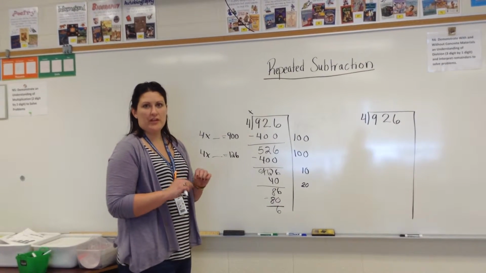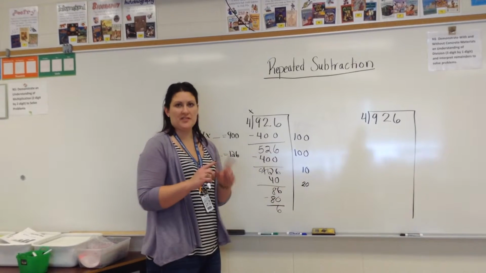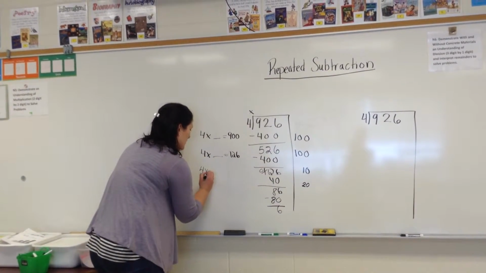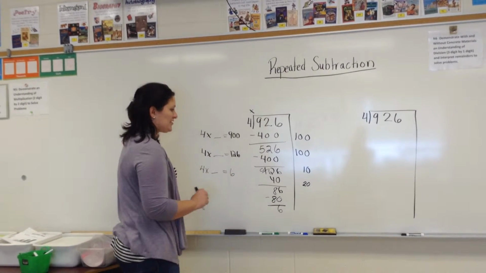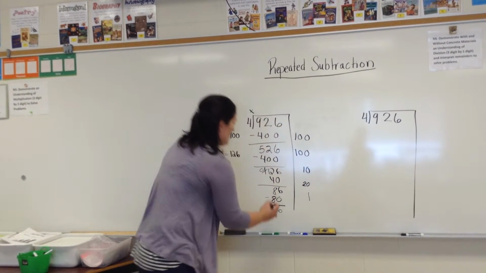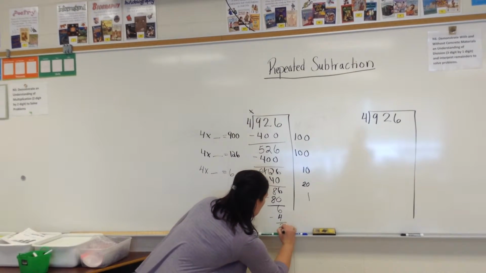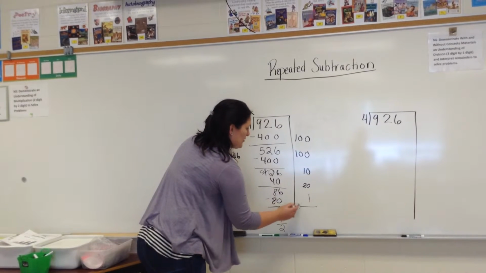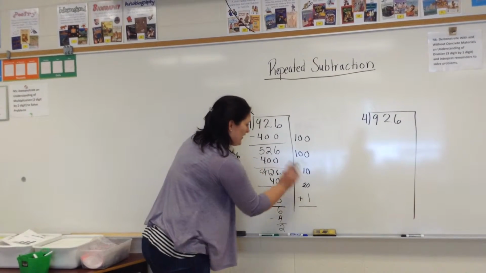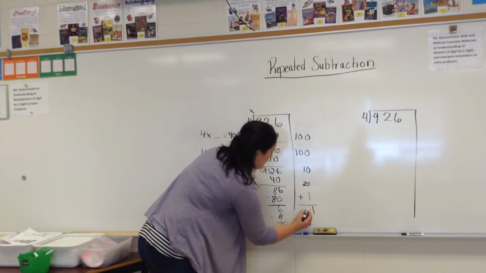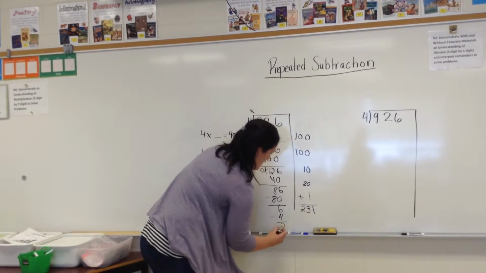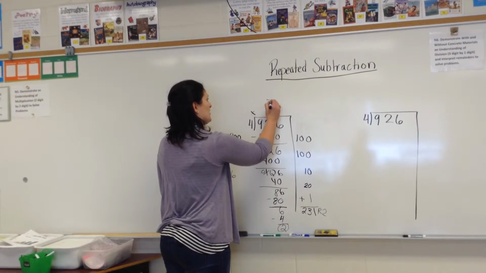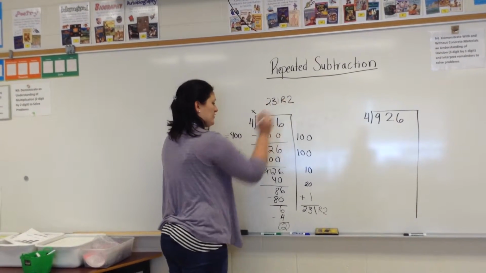So I'm dealing with a multiple that's in the ones place value. So how many times can I multiply? What can I multiply 4 by to get close to 6? Well, that's 1. 1 times 4 is 4, and I'm left with 2. So I have to make sure that all of my numbers on this side are lined up in place value order, and then I add them all up. And this is my remainder. I can't forget that. That's remainder 2. So my answer is 231 remainder 2.